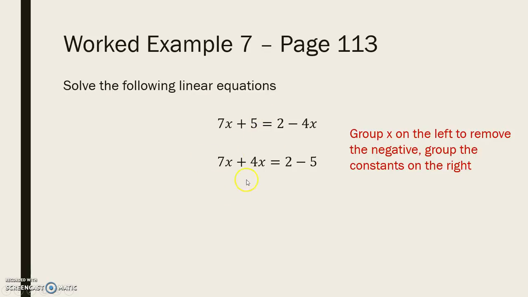Because we took the x's to the left, we'll take the constant to the right. So instead of plus 5, we'll minus 5 on the right. So we end up with a group here of 11 x's, and on the right, negative 3. Get x by itself, divide by 11. Once again, we can check our answer by substituting to the left and the right. If the two sides equal, we're correct.